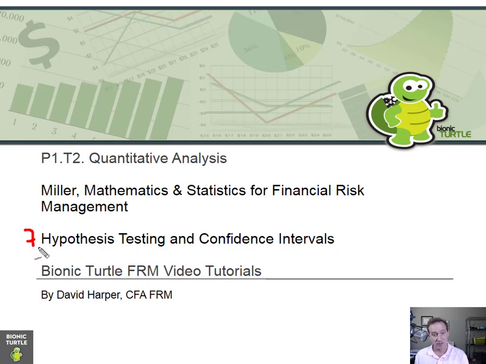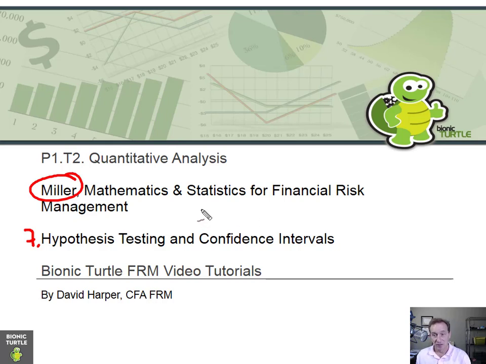If you're here looking at this chapter, I would hope and assume that you have some familiarity with the previously assigned chapters from Miller, because this is the final chapter in a long sequence that's assigned to Topic 2 in the FRM. Michael Miller's chapters constitute the essential statistics domain in the FRM.